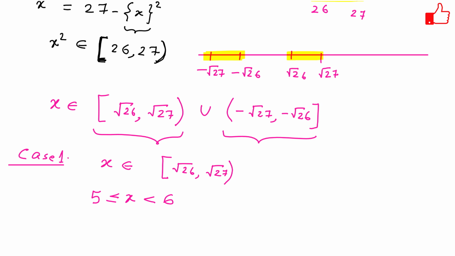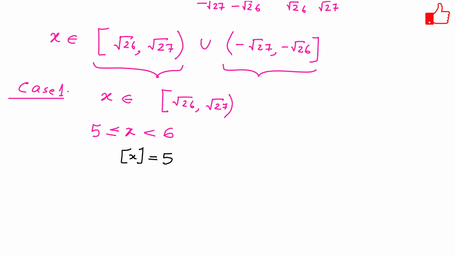So what will be the value of greatest integer in this case? A number lying between 5 and 6. So greatest integer will be 5, because you can have 5.5, 5.6. In all cases the greatest integer will be 5.